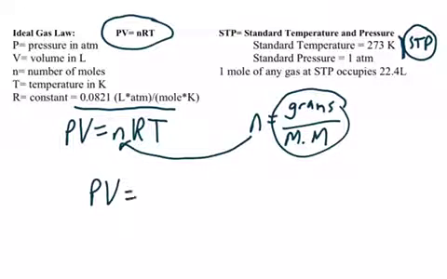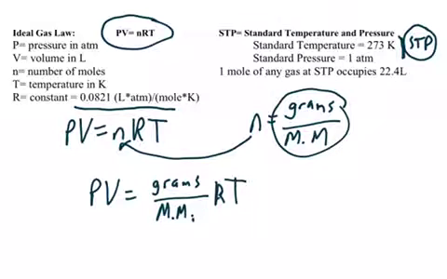When I do that, I get PV, and instead of putting n, I'm going to put grams over molar mass or molecular weight, times R times T. This entire component is the same thing as moles, and that gives you a new formula. You'll use this formula if you're given grams and molar mass instead of moles.